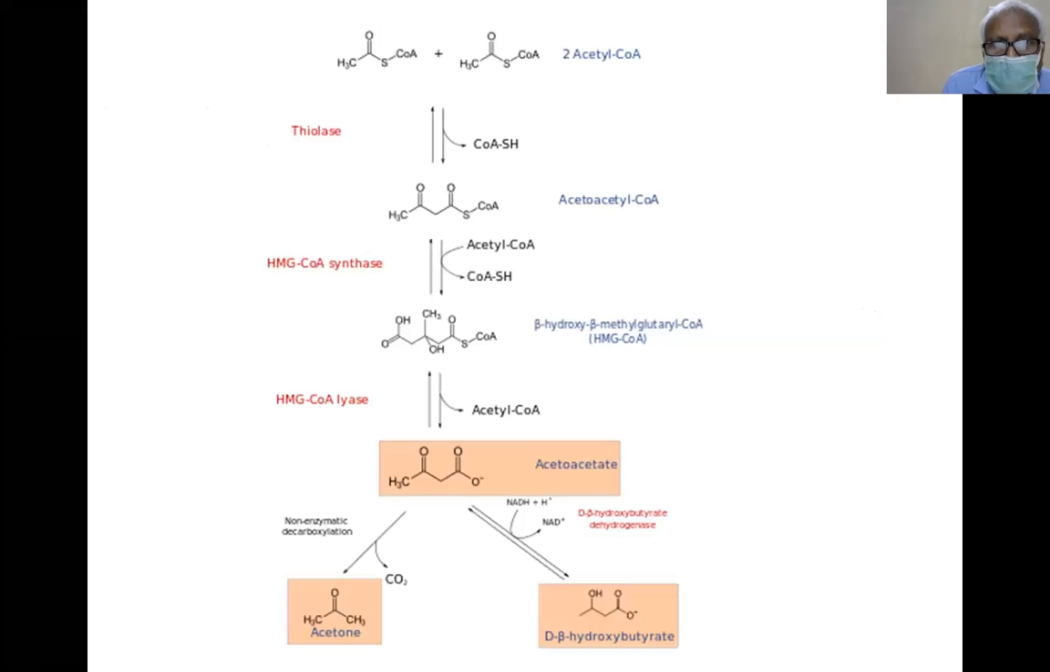So two acetyl-CoA will combine together and produce acetoacetyl-CoA, and that will give beta-hydroxy beta-methylglutaryl CoA, that is HMG-CoA, and from there HMG-CoA lyase will give acetoacetate, and this acetoacetate will be giving acetone on one side and beta-hydroxybutyrate on the other side.